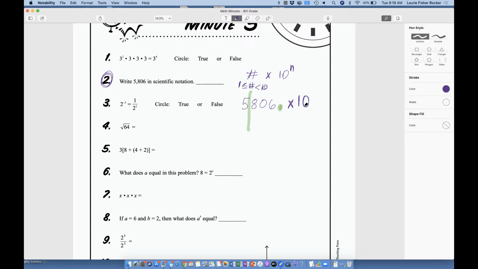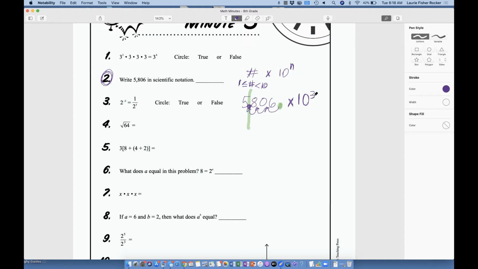Okay, so I'm going to move this decimal 1, 2, 3, and I'm going to put it here. But what's going to get it back there? Oh, I have to move it back to the right 3 places to get it back to the original, so it's going to be 3. So 5.806 times 10 to the 3. So the power of 10 is showing, well, how do we get it back to that spot? The number is between 1 and 10. And that's how you do that.